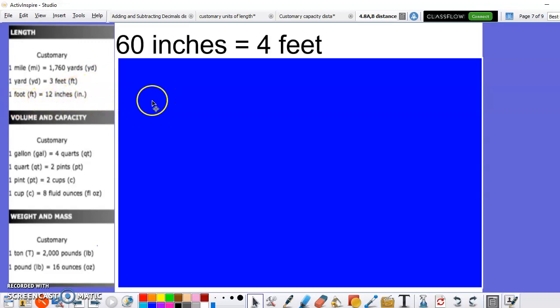So if I have 4 feet, I'll need to think about that as 4 feet times how many inches are in 1? 12. Well, 4 times 12, we know, is 48. So 60 inches is not equal to 4 feet.